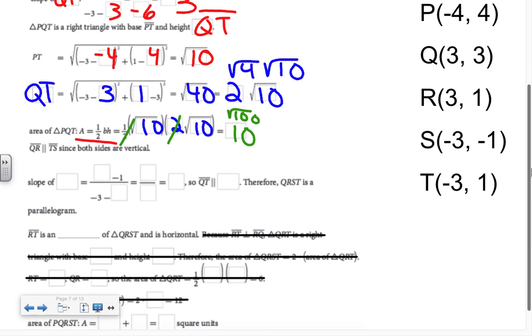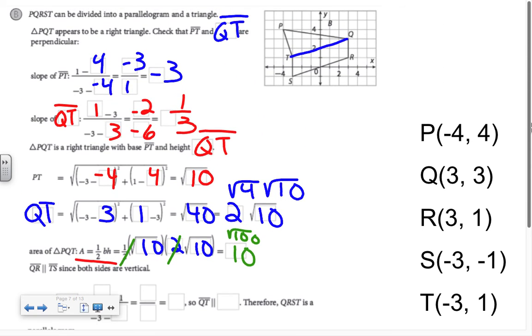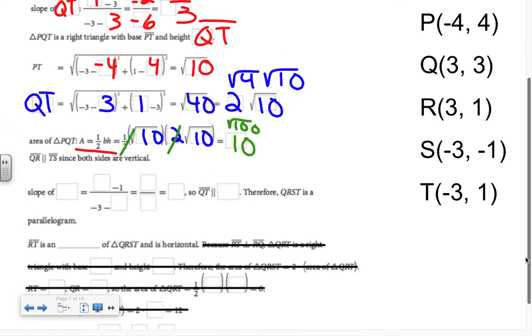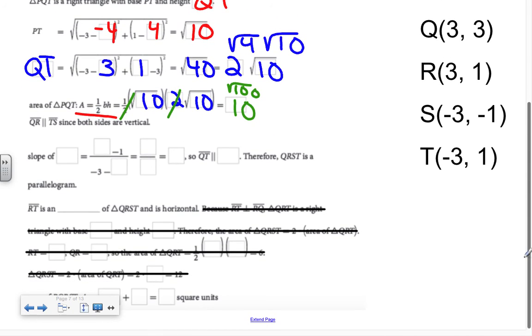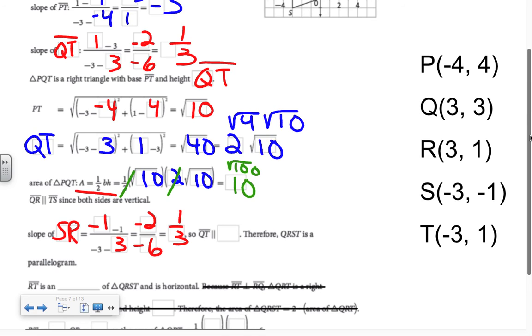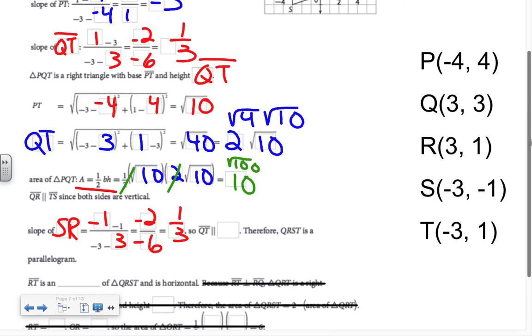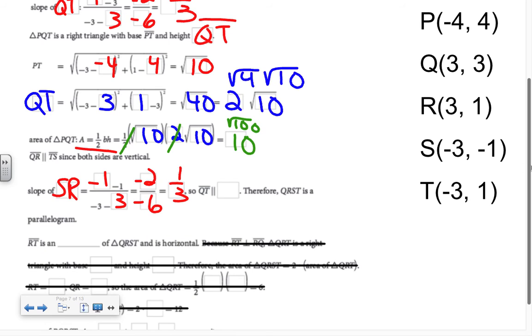And we already found the slope of QT. Let's compare it to the slope of SR. So the slope of SR is negative 1 minus 1 over negative 3 minus 3. So that's negative 2 over negative 6, which is positive 1/3, which is, in fact, the same as the slope of QT. So QT and SR are parallel, so this is a parallelogram.